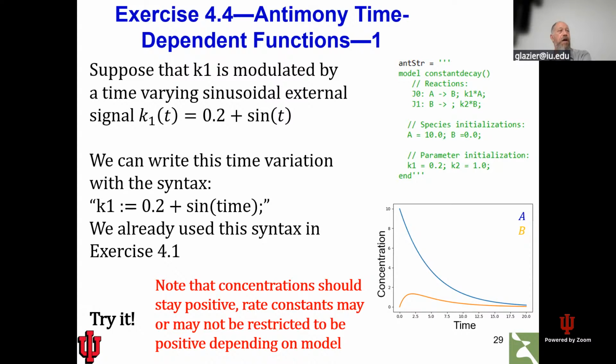And so now try typing K1 colon equals 0.2 plus sine of time instead of K1 equals 0.2 and run it and see what happens. Do you get a different result? Let me know when it works.